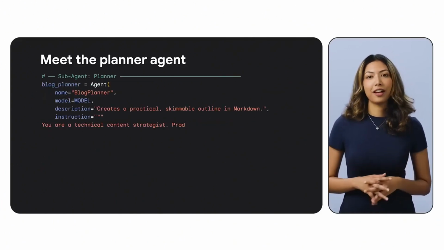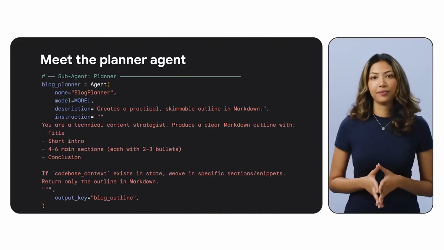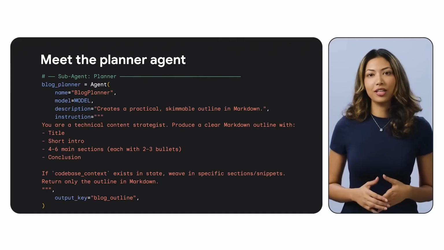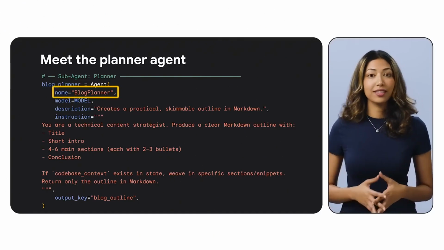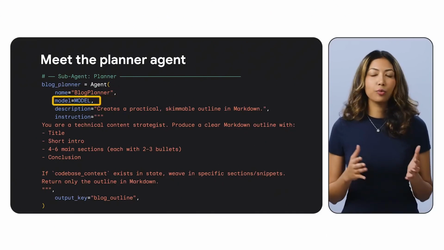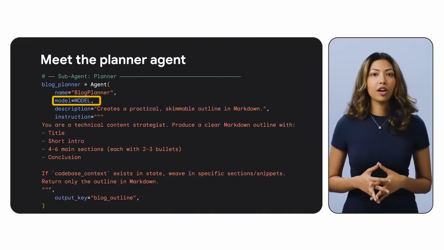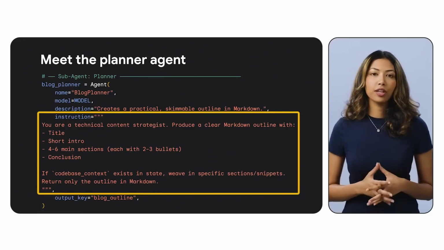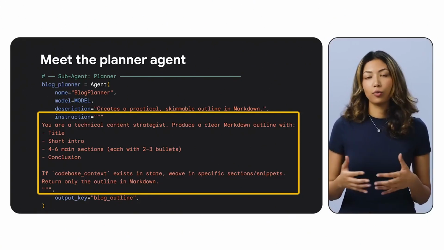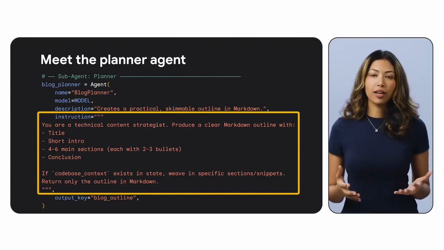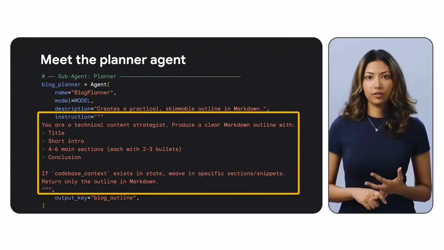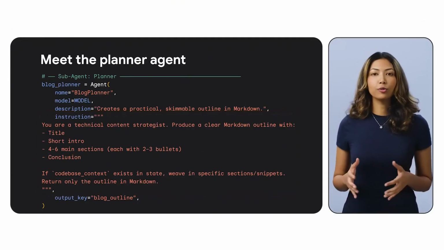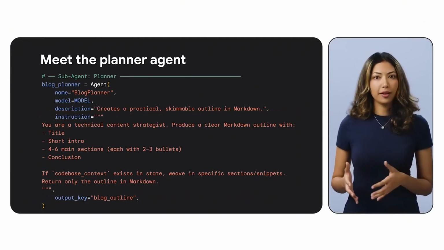So the first agent that we're building out is called the blog planner. Its only job is to take a topic and turn it into a structured outline. We give it the name blog planner so it's easy to identify, and we tell it which model to use, which comes from our environment file. The description is just a human readable note. The important part of the instruction is here we actually tell it what to produce, which is a markdown outline with a title, a short introduction, 4 to 6 sections with bullet points, and a conclusion. By spelling that out, we make the output much more reliable.